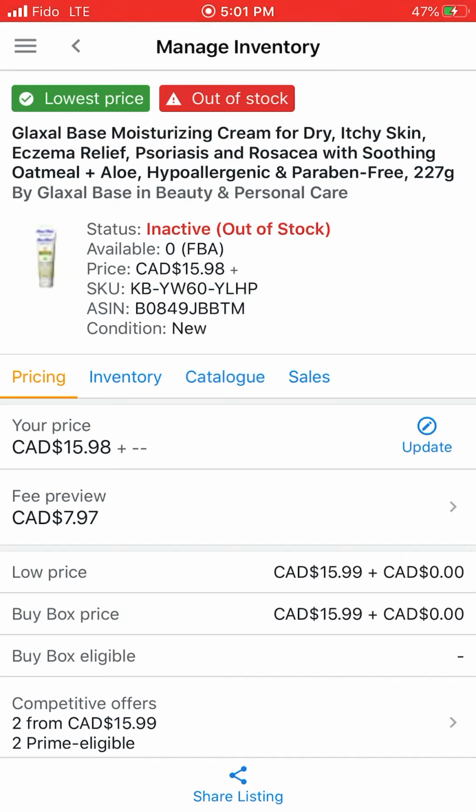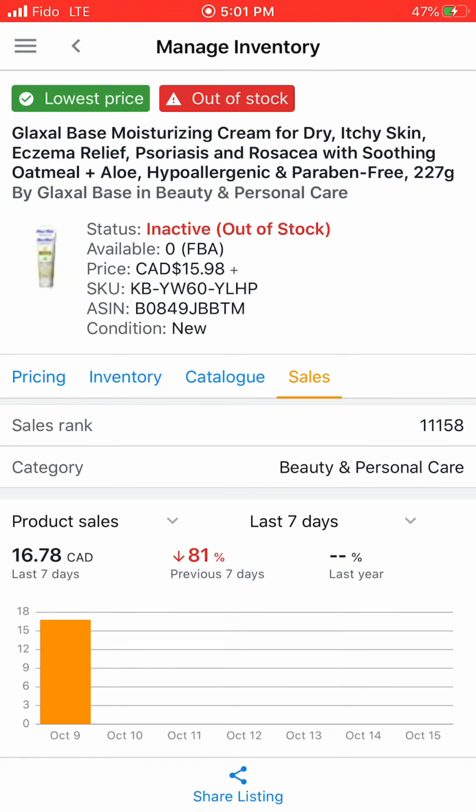My price is $15.98. I can actually go to my sales, and I can show you that I've had one sale on October 9th of this unit, sold for $16.78. That's the taxes collected in there, and you'll see that when you register your GST number and your tax numbers, that will be incorporated in the amounts collected, so that you can submit your GST, etc. You can see that the sales rank on this unit was excellent. For beauty and personal care, it was 11,000.